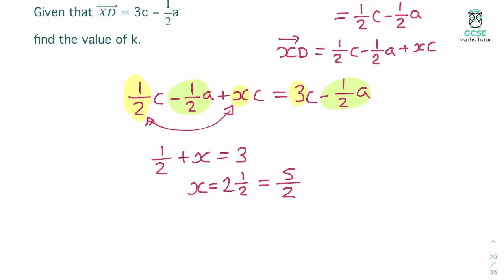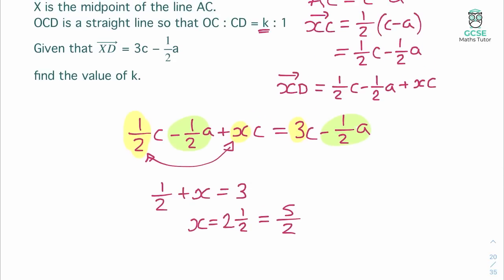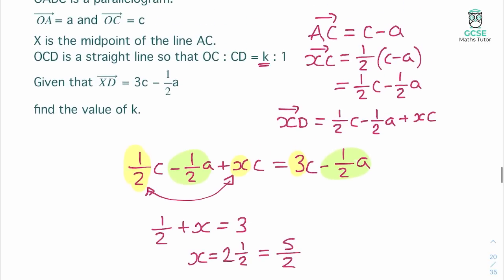I tend to just deal with improper fractions when I'm looking at vectors, just because of when you have to add them together and stuff like that. It just makes things a bit easier. So we know that x is 5 over 2.